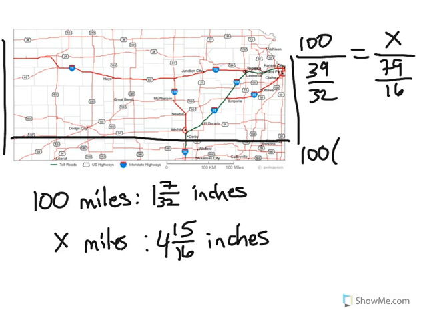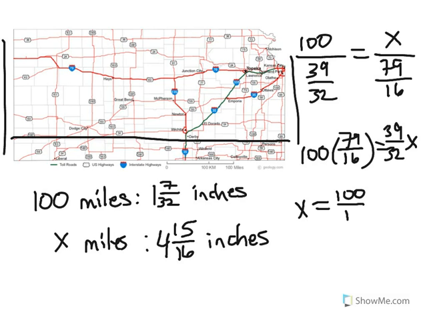100 times 79/16 has to be equal to 39/32 times x. Of course, our goal is to get x by itself and find a statement that says x is something. To accomplish that, then, we would still have to do 100 times 79/16, but then you'd have to divide that by 39/32, which means you're going to multiply by the reciprocal, which is 32/39.